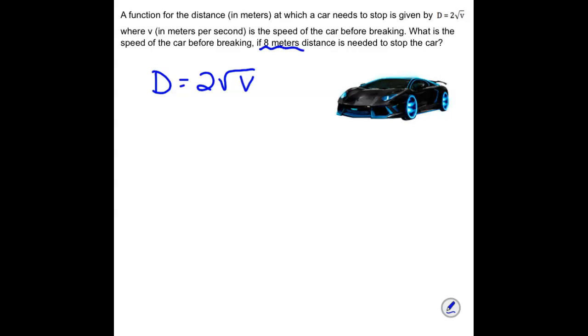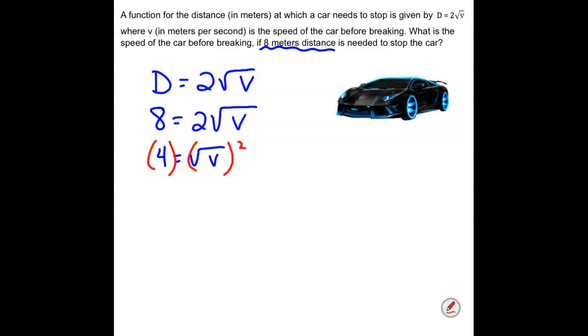So we need a distance of 8 meters. That means d is 8. They're asking us to figure out what our velocity or speed was. So to solve this one, we're going to divide our 2 to the other side. And then to undo our square root, we simply square. So our velocity had to be 16, and our velocity was in meters per second. So 16 meters per second is how fast that car was going.